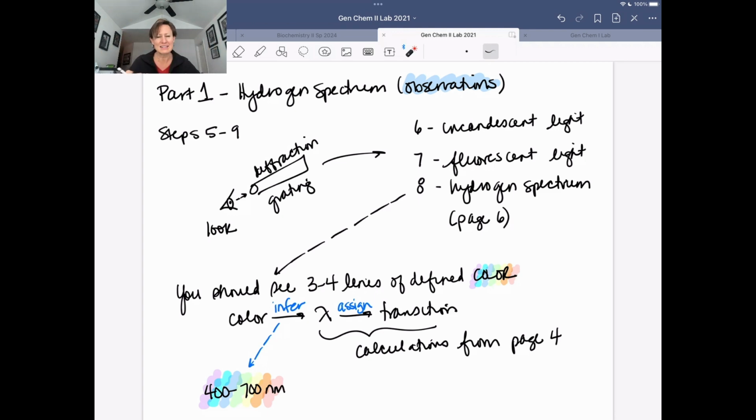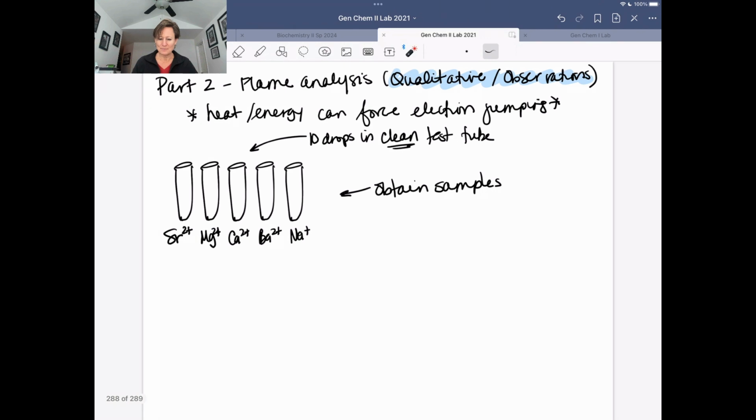But it's sort of connecting together these 2 pieces. Okay, and that's the hydrogen spectrum part. Okay, the last part is you actually get to use a fire, and you're going to light some solutions on fire, and you're going to see if they make a color. Maybe you already know about some of these things that can happen.